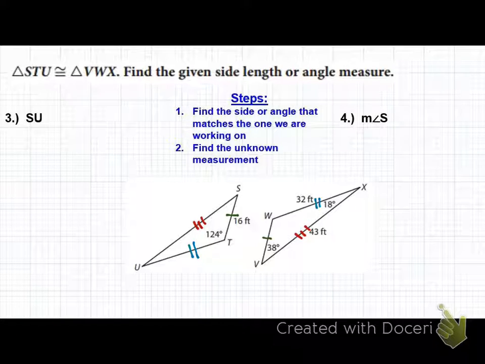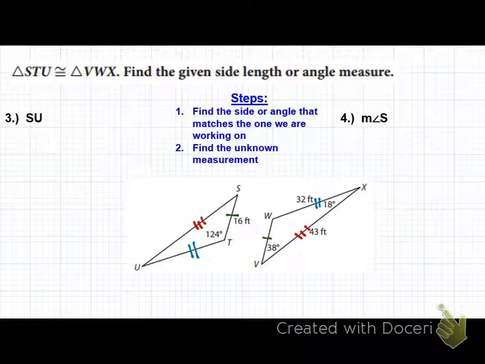So again, what's line segment SU? What's the length of it again? 43. How do you know that? Because what else is 43 feet? The corresponding side, which is? Good, XV. Do y'all see that? Do you see how much logic you just used? You're like, oh, it's 43 because I know that its corresponding side, XV, is 43. Okay, cool.